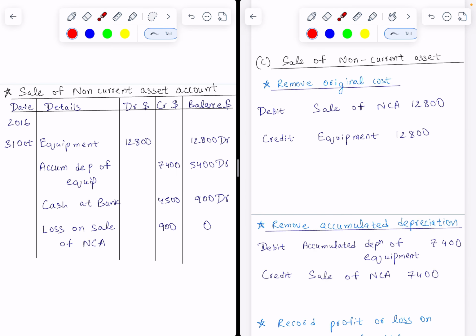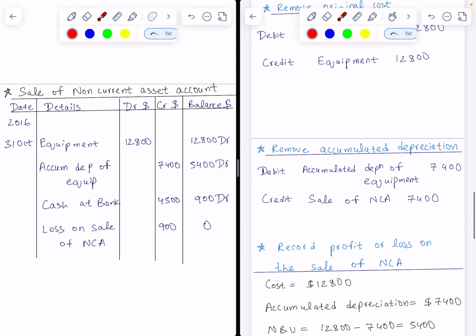So based on our journal entry, we know that the sale of non-current asset account is to be debited by $12,800. So that is why we are debiting $12,800 at 31st of October 2016, and the relevant cross-reference in the details column is the equipment at cost. All right, so that's why the net balance at the end of this first transaction is 12,800 debits, because we don't obviously have any credits yet.